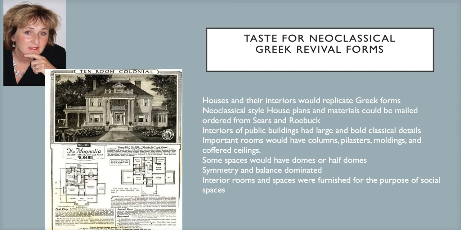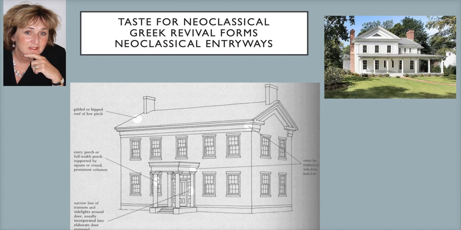Interiors of public buildings used large, bold, and classical details. In homes, important rooms would have columns, pilasters, moldings, and coffered ceilings. Some spaces would have domes or half-domes. Symmetry and balance was very dominant in these designs, and interior rooms and spaces were furnished for the purposes of social interaction. So we can see an example here of using the Greek revival forms, neoclassical entryways. You can see the columns on the porches, the pediment facades, a lot of symmetry and balance. Very typical of neoclassical Greek revival forms.